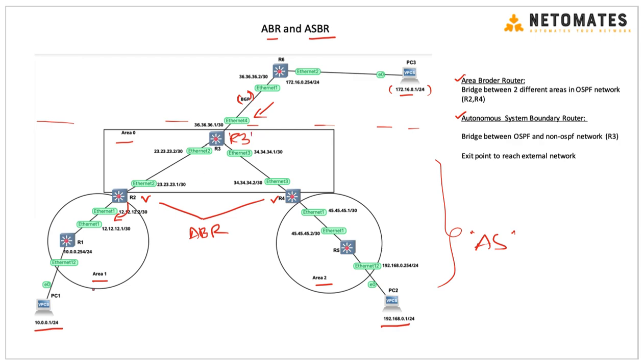In order for any device in the network to reach the external network, it has to exit through this ASBR. So ABR connects different areas, while ASBR connects different routing protocols.